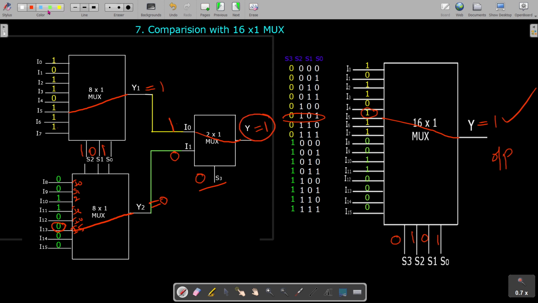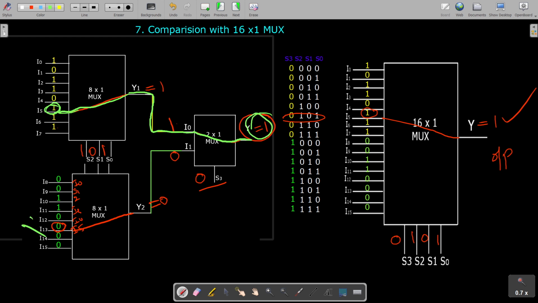So if you trace back, this 1 at Y output line comes from this I0 line. This I0 receives this 1 from this Y1, and this Y1 receives this 1 from this I5 line, where I13 line is having 0. The I5 line is having this 1. So this 1 is being transferred to this output side.